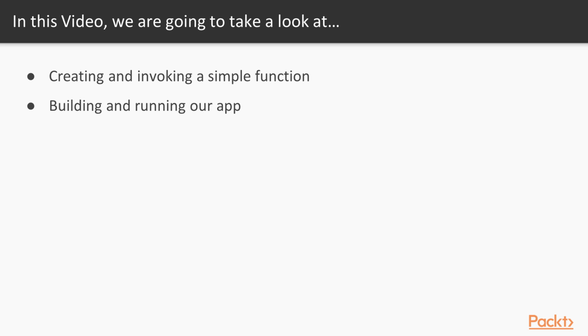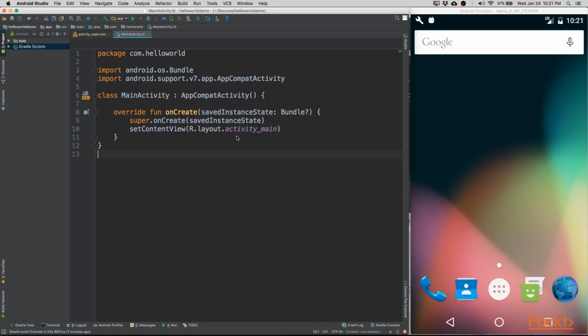In this video, we're going to create and invoke a simple function, and then we're going to build and run our app. So if we open up our IDE again, you'll see here that I have my emulator open on the side. So what we'll do here is go in the onCreate, and we'll try to invoke a method. Let's call it showToast.